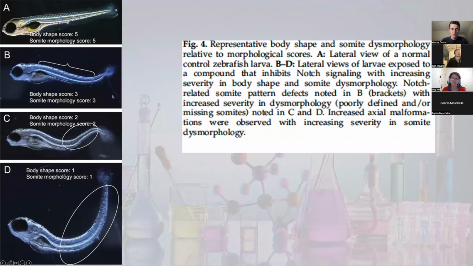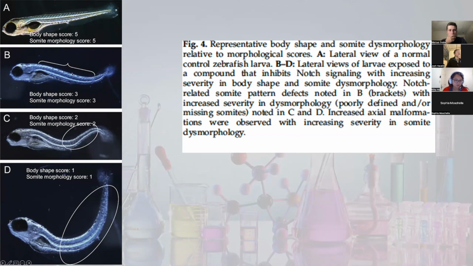Some people did use spinal curvature. I guess you can call it spinal curvature if you want. So again, same thing. We have representative images of how they would score on this scoring system. So this guy's normal. On their scoring system, 5 is normal. You could technically, if you wanted to, have normal be 1. It doesn't really matter. So body shape score, this guy 5, somite morphology score 5.